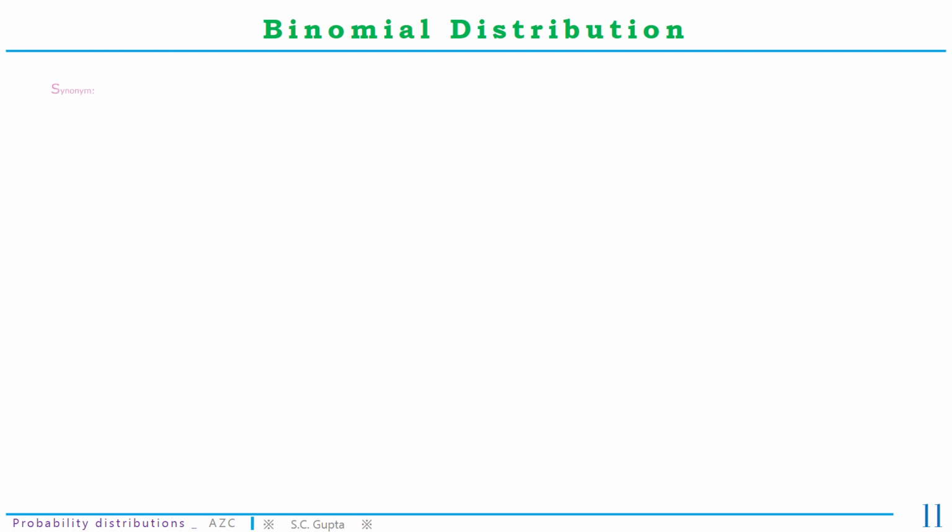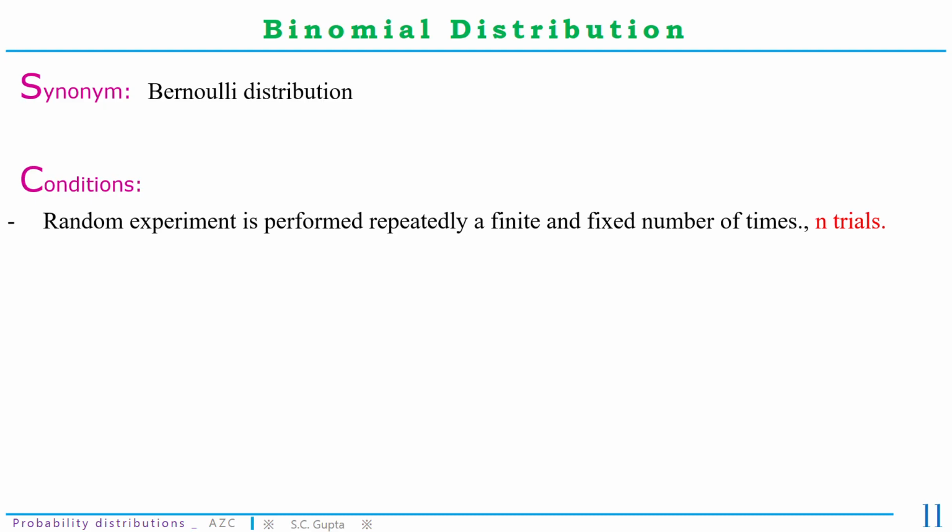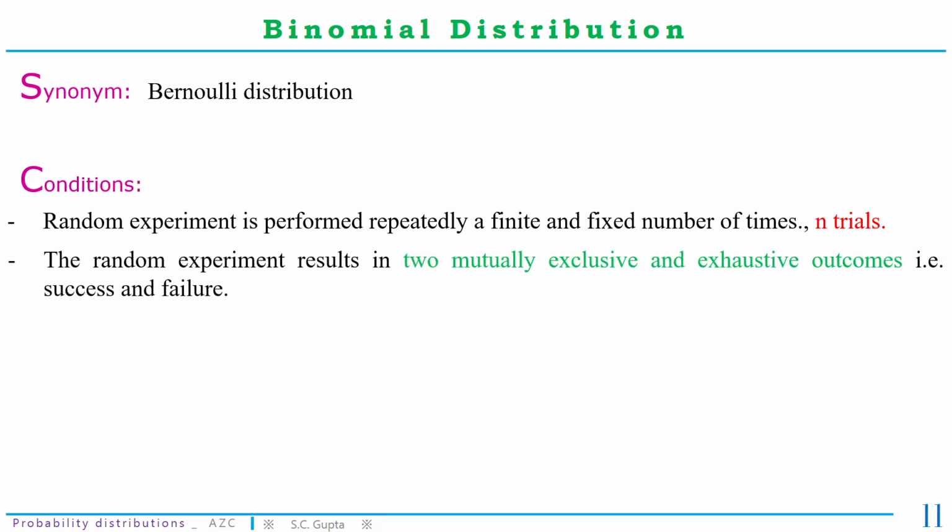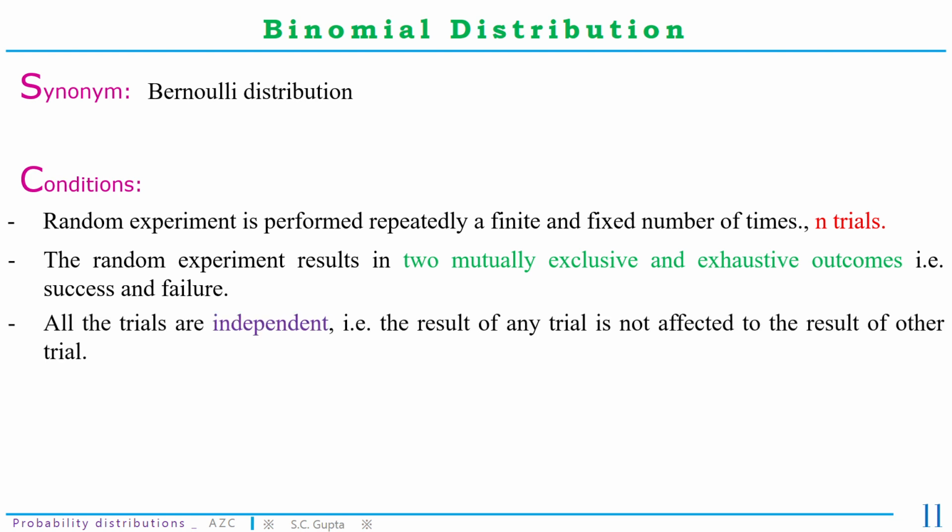Binomial distribution. Synonym is Bernoulli distribution. Conditions. In binomial distribution, the random experiment is performed repeatedly, a finite and fixed number of times, in trials. The random experiment results in two mutually exclusive and exhaustive outcomes, that is, success and failure. All the trials are independent, means the result of any trial is not affected by the result of another trial.